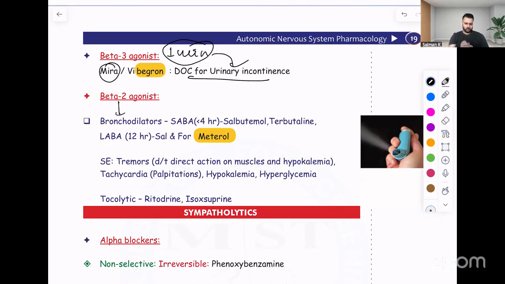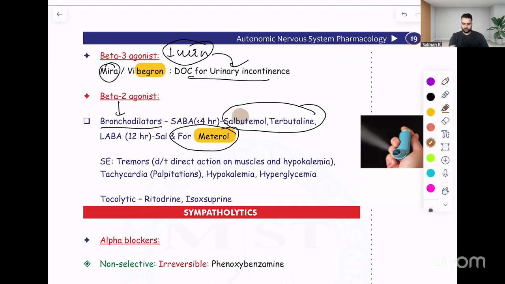Beta 2 agonist, I don't think I need to explain. Bronchodilator, logical thing, used in asthma. Please remember, if I'm having an attack of asthma right now, I'm unable to breathe. I need a fast acting drug. Three drugs from this are fast. They are the fast drugs, what I have highlighted.